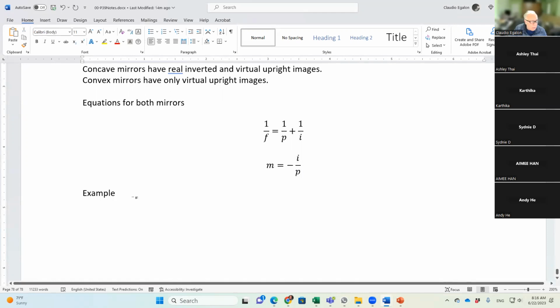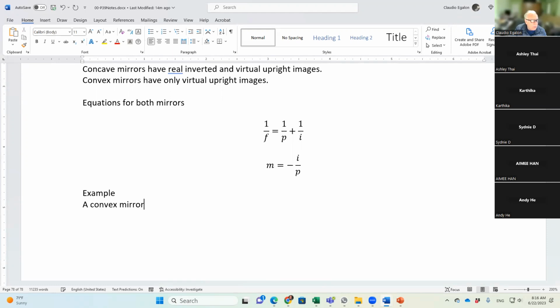Okay, example: a convex mirror of focal distance f has an object located at P greater than F. Find the position of the image. Solution.